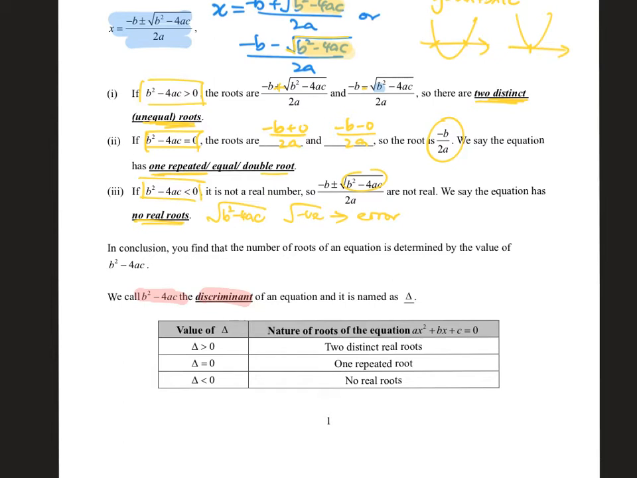So in conclusion, you will see that delta greater than 0 means you have two distinct real roots. Delta equals 0, one root. Delta less than 0, no roots. So this is the summary about the value of the discriminant.